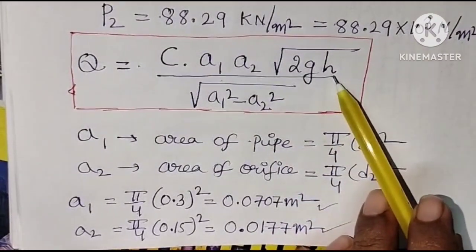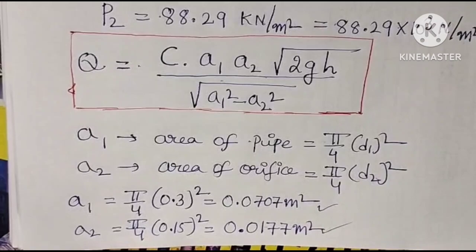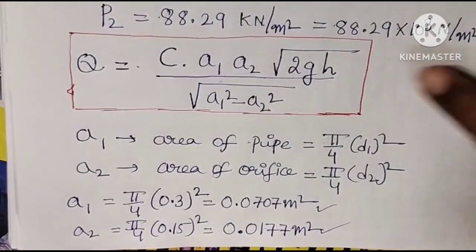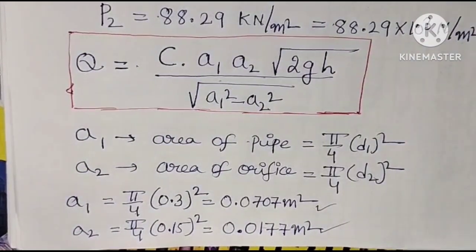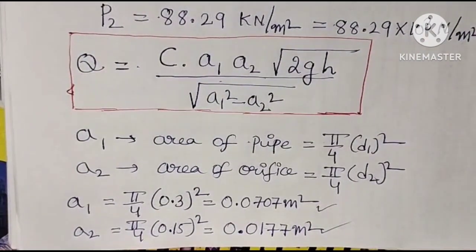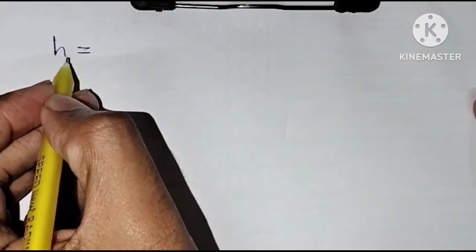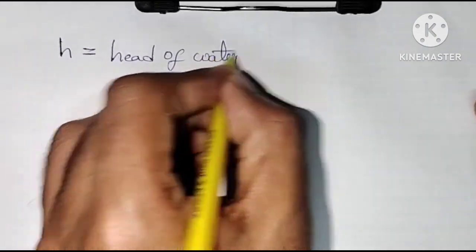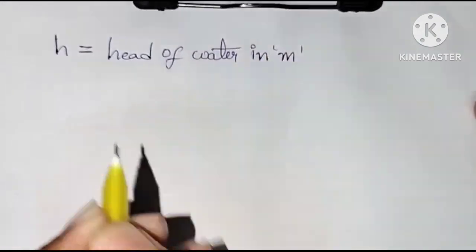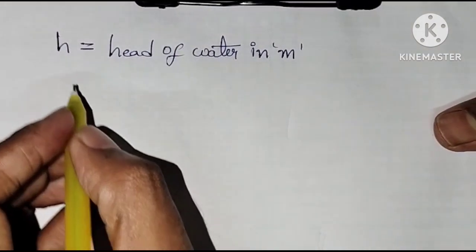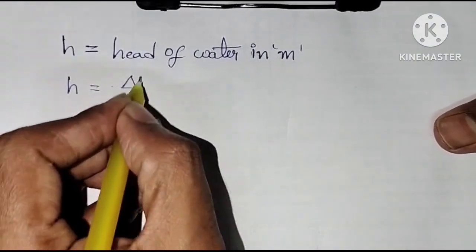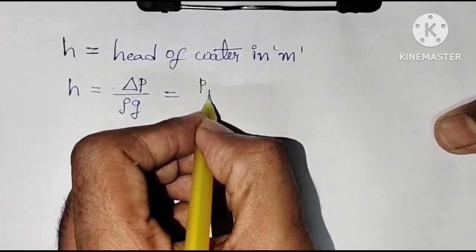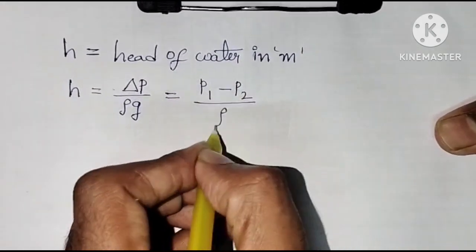So what about H? H means differential head, manometric head, or we can say pressure head. Now we have to find the pressure head H, or manometric head H. Here H means head of water, in meters. So what is the formula for head of water? H is equal to delta P by rho G. Delta P means change in pressure, so upstream pressure minus downstream pressure, by rho G.